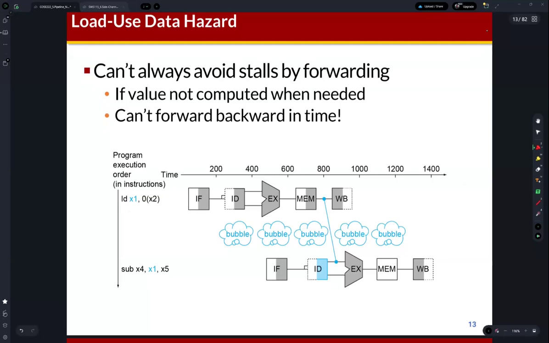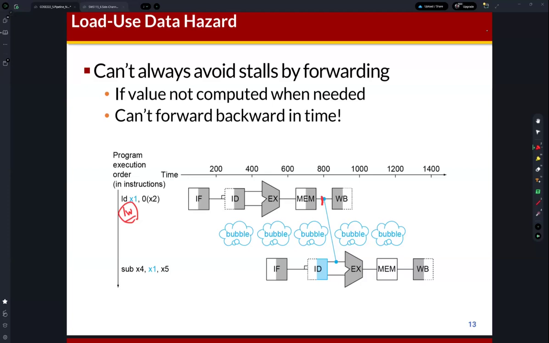But if the former instruction is a load instruction, then we cannot avoid the waste of a clock cycle. So why? Because this is a load instruction. When the load instruction is executed, the result of the load instruction is generated at this point, the late part of the memory stage.